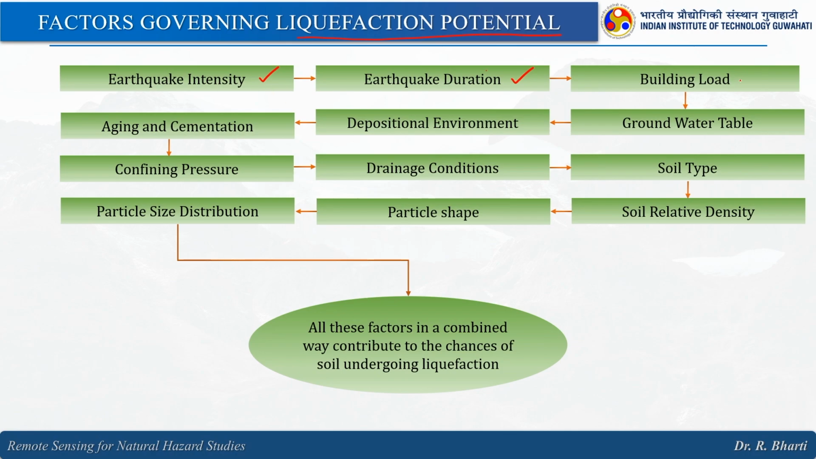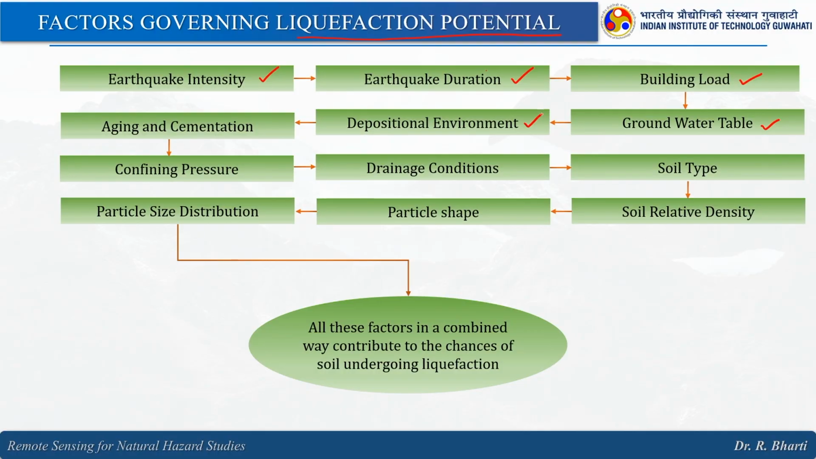So, we have the next parameter, which is the building load. What is the load on the soil on the top layer? Then what is the condition of the groundwater table, because subsequently that will interact with the soil column and it will lose its cohesion, right. Then comes the depositional environment. What was the environment of deposition? Aging and cementation of the material, the top layer, the soil column, and then you have the rock. So, subsequently what is happening with the cementation? What kind of cementation is present? Then confining pressure, drainage condition, is there any other way of bringing water into this soil column?